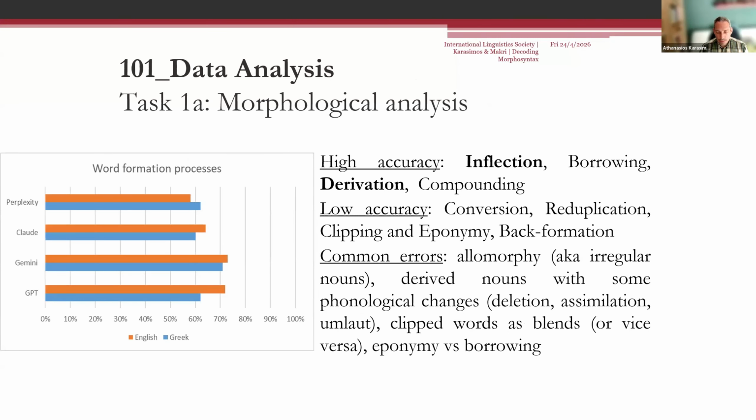Now, based on our task, according to the first one, we saw that we have a high accuracy with inflection, borrowing, derivation, and compounding. Of course, the 3 major and most popular word formation processes plus borrowing. The low accuracy goes for conversion, reduplication, clipping, eponymy, and back formation. And usually the most common errors, both for English and Greek, were allomorphy, derived nouns with some phonological changes, clipped words that were confused as blends, and eponymy that in some cases was considered as borrowing.